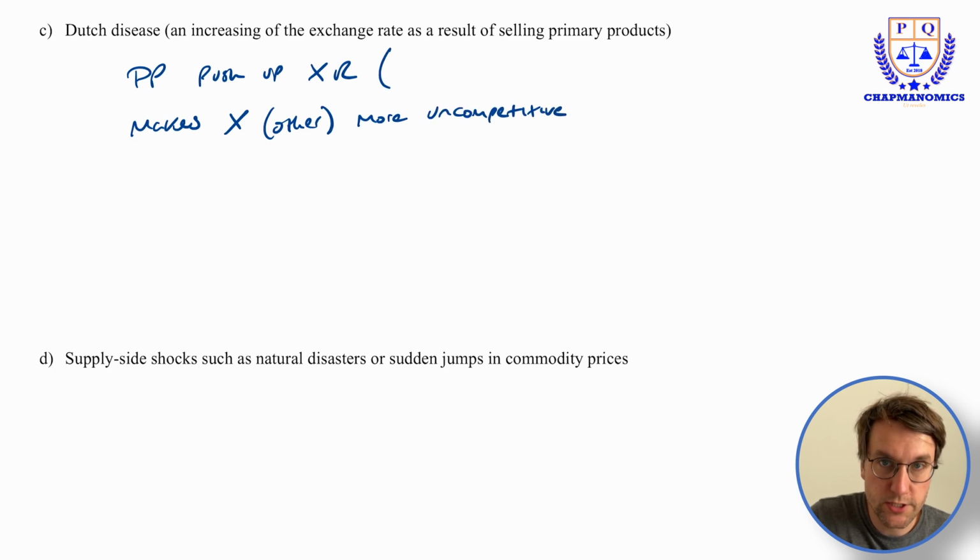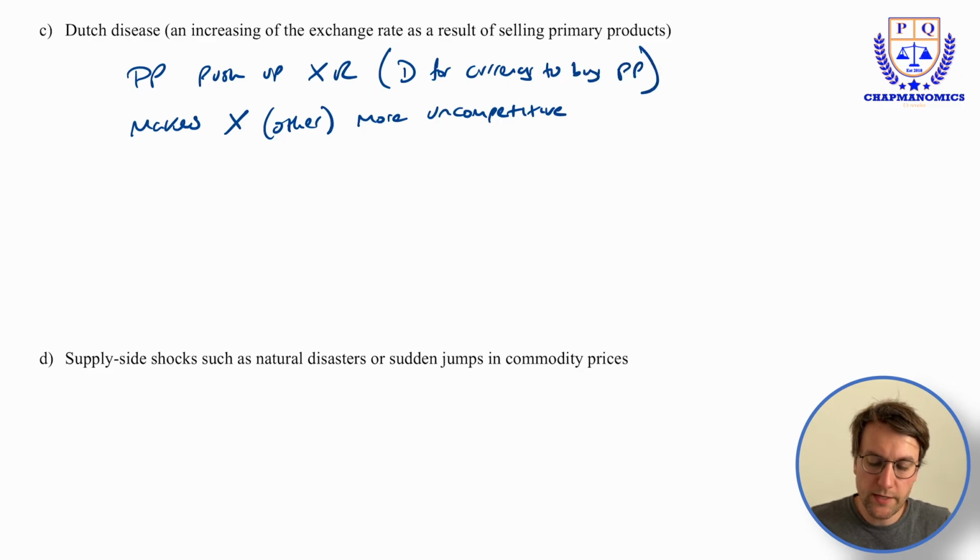And the reason, of course, that it pushes up your exchange rate is because of demand for currency to buy your primary product. It makes your other exports more uncompetitive. So if you're manufacturing anything, as more and more people buy your primary products, that pushes up your exchange rate and makes your exports from all your other things less competitive against your international competition.